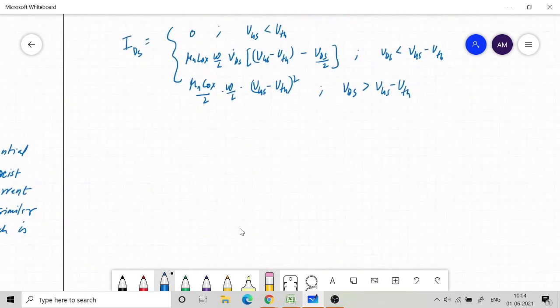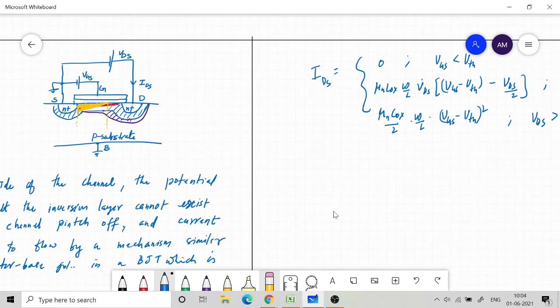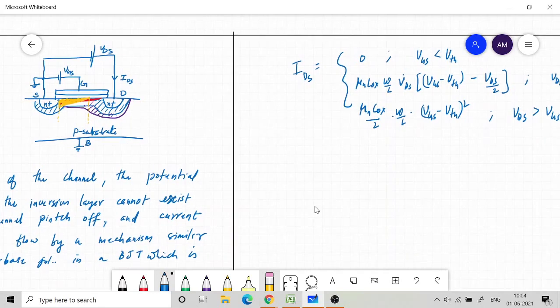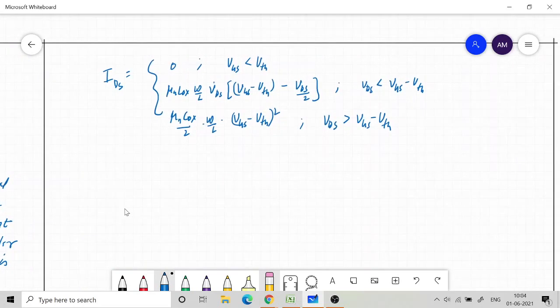Okay, so now let me come to what happens to the saturation current as you raise the VDS value. I talked about the lambda effect. There is a parameter which I have put in the SPICE directive. We have used the lambda parameter.